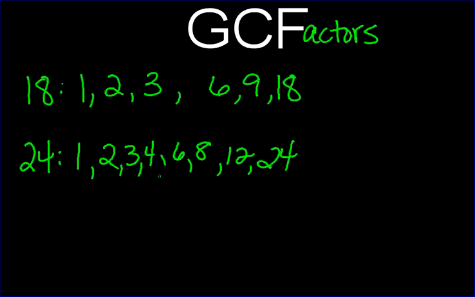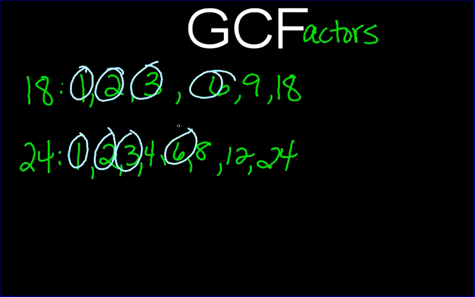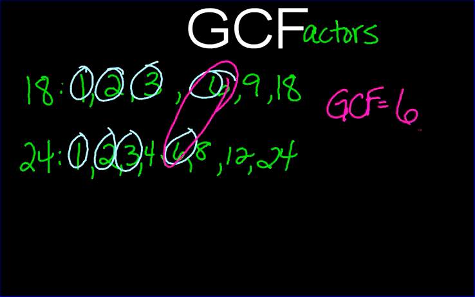Now, when it says greatest common factor, it means that we're looking for the numbers that they have in common. All right, so we have 1, 2, 3, and 6. Okay, and again, greatest common factor means we want the largest factor that they both have in common. So what's the largest number they have in common? That's going to be 6. So the greatest common factor of 18 and 24 is 6.